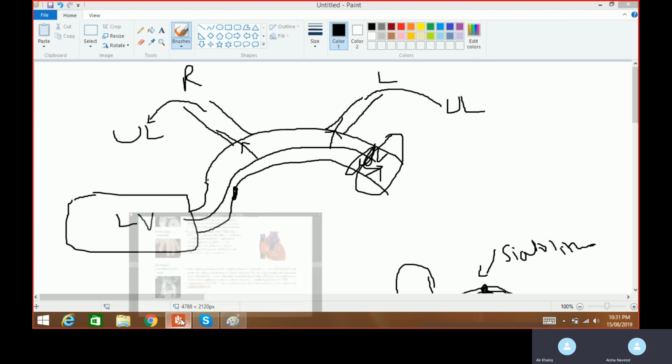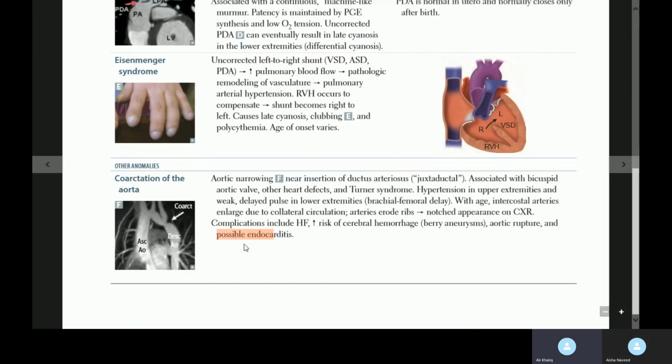But this endocarditis is very rare. That's why it's even written here as possible endocarditis, because coarctation is usually present in children, and these children usually die before even getting endocarditis. It's a very rare late complication. Okay, let's move forward now.